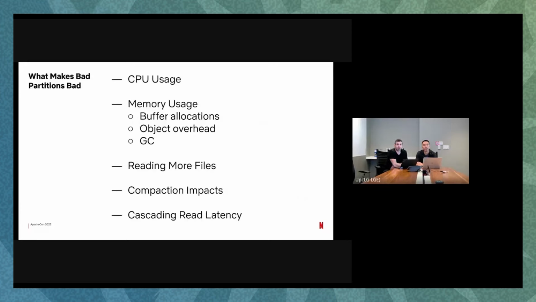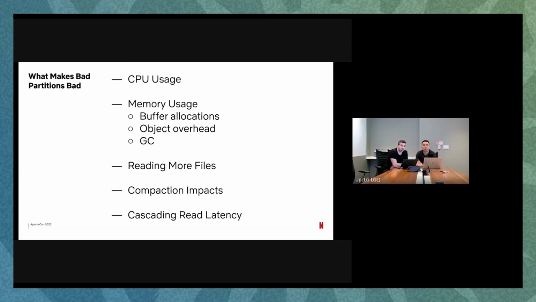And these have specific resource impacts on the cluster. More CPU is used either to compact away these rows in the partition, to do merging, or to process the tombstones. Memory usage is higher because Cassandra allocates a good amount of memory to read and load the data. That can lead to more buffer allocations, a higher object overhead, and more GC.